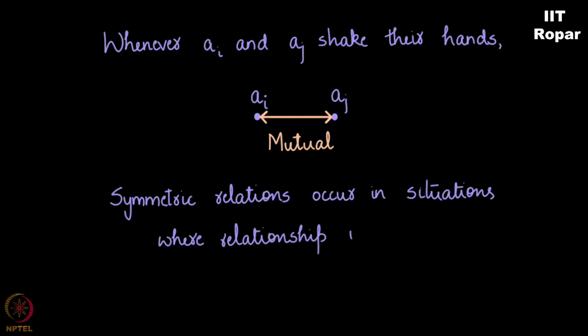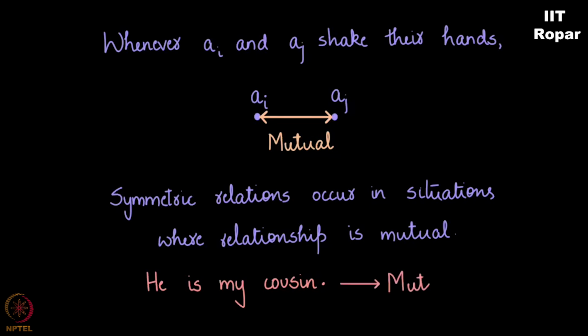As I told you, there are many such relations, namely the relationship of, let's say, he is my cousin. There is no situation where someone says, he is my cousin, but I am not his cousin. It's always mutual. In such a situation, we call it a symmetric relation, and this was an example.